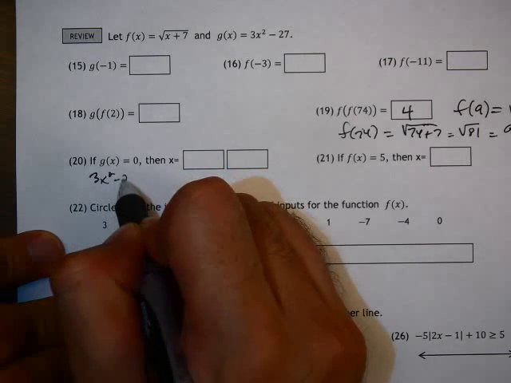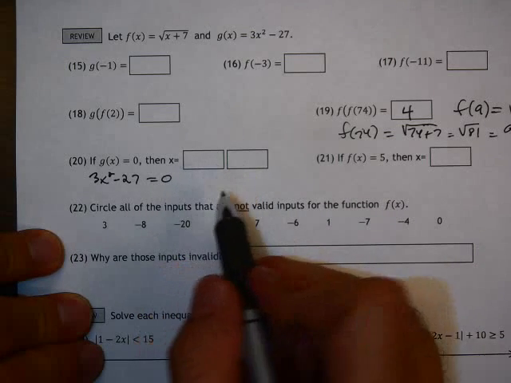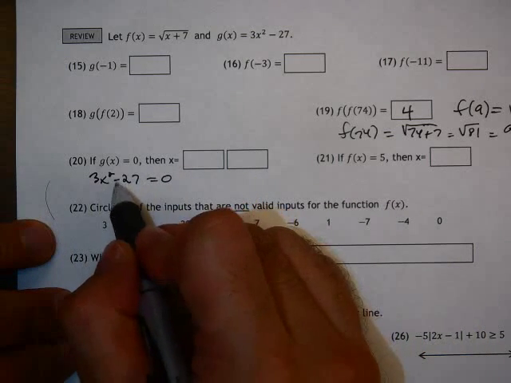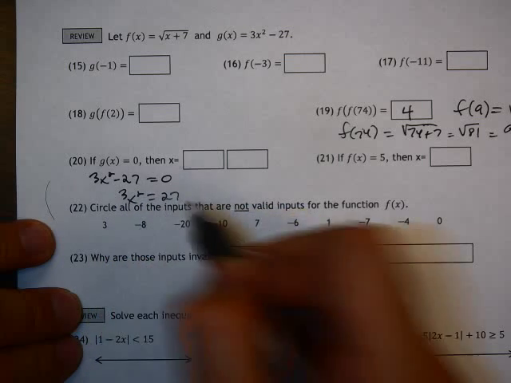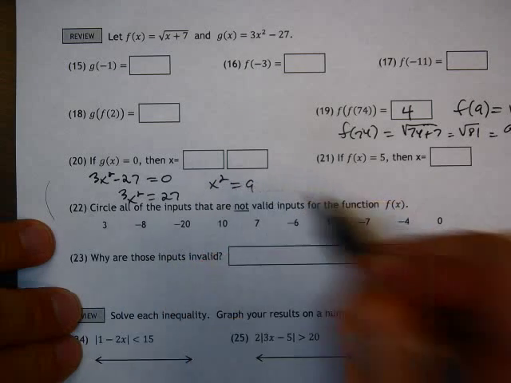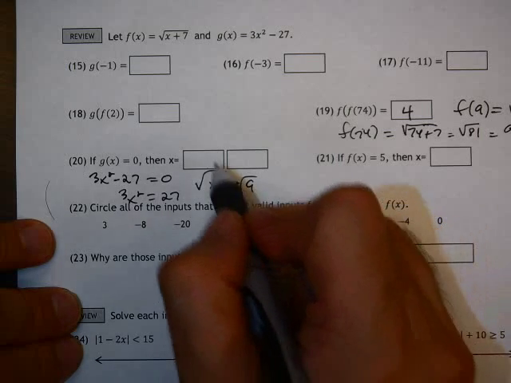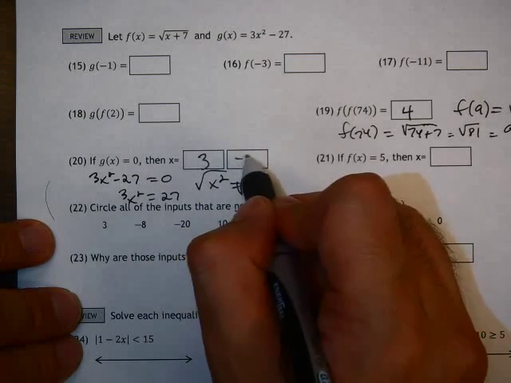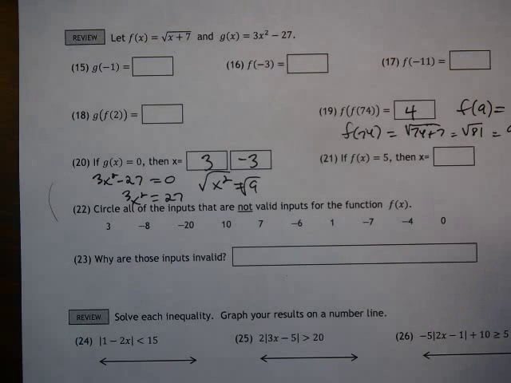3x squared minus 27 equals 0. And notice they have two boxes for answers, so I'm going to get two answers. Move the 27 over by adding it. I get 3x squared equals 27. Divide both sides by 3, I get x squared equals 9. Square root, to get rid of the square, that gives me positive 3 and negative 3. There's my two answers for number 20.